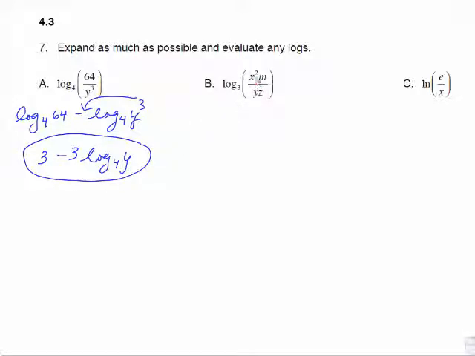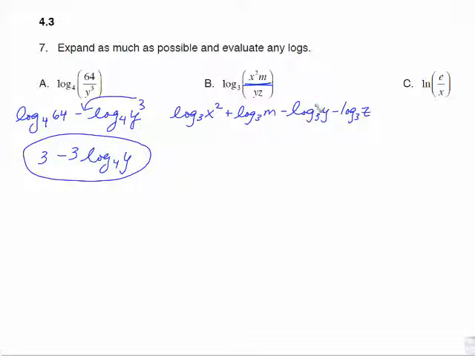Log base 3 of this product in the top over the product in the bottom will break into log base 3 of x squared plus log base 3 of m. Now you need to be careful. This whole thing is in the bottom. That means there's going to be a minus in between. So log base 3 of y minus log base 3 of z.